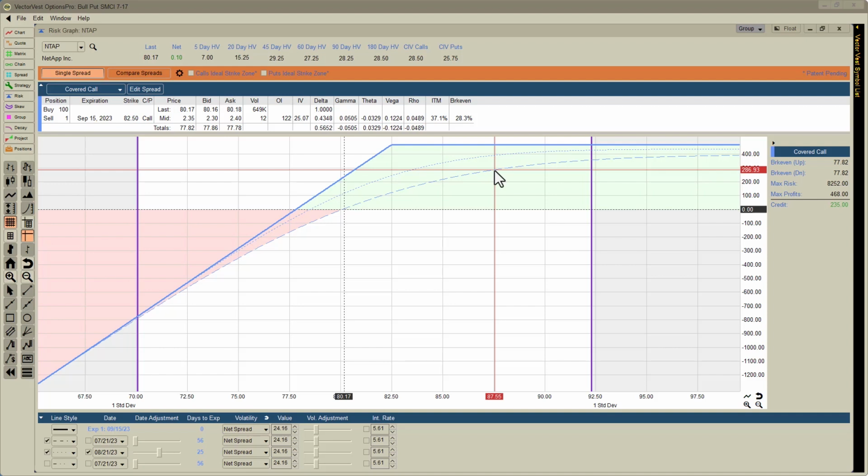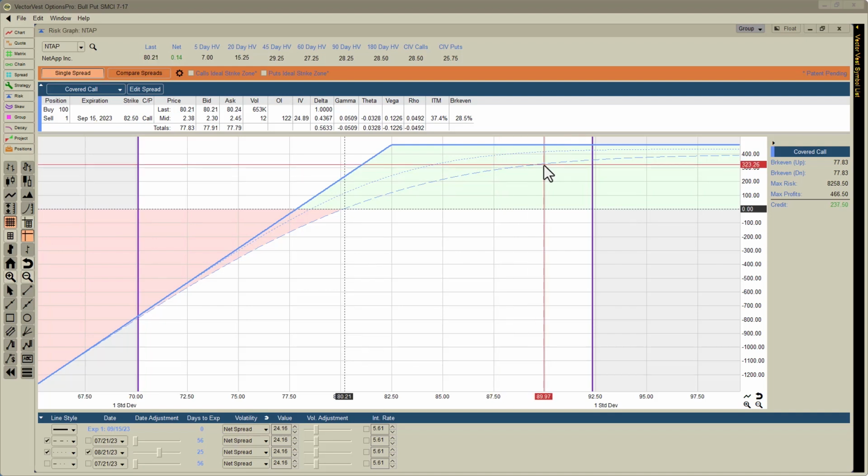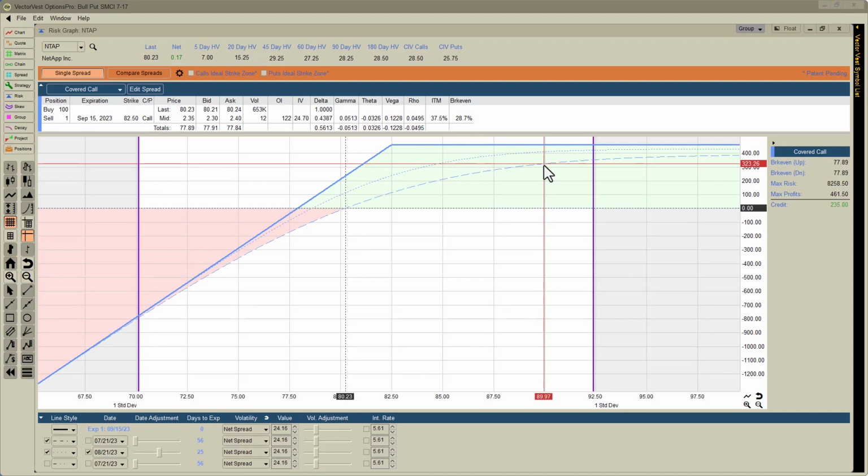Now, if I want to continue the trade because I think NTAP is going to go higher and higher, I can certainly do that. I would just exit that 82.50 call and then I can sell another. So if the stock is trading at $90 and we're getting into September and you want to continue the trade, we can simply exit the September 15th 82.50 call and then possibly sell an October or a November $90 call. And you can just continue the trade moving higher and higher and continue making profits on NTAP.